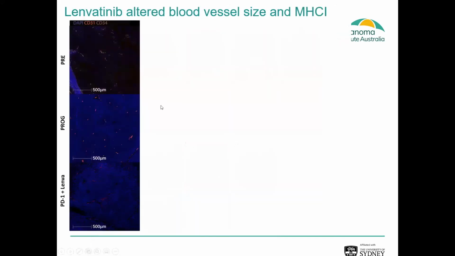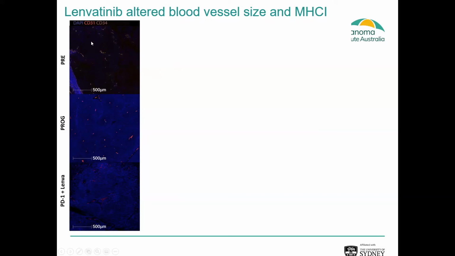So going back to our patient, we have the biopsies run through the Codex, and we can see on the top row are the pre-treatment biopsies. The middle row are the prog biopsies. So these are when the patient's progressed on all of the standard of care therapies. On the bottom, we have the patient's biopsy taken when they're responding to PD-1 plus lenvatinib, the vasculature inhibitor.